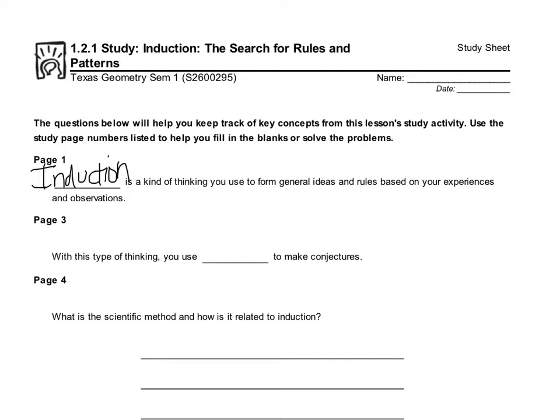With this type of thinking, you're using evidence to make your conjectures. You're not just guessing or using a hypothesis. You're actually using information you've obtained from what your pictures are or what the problem is, and you're taking that and forming a conjecture about what's going to happen later on.